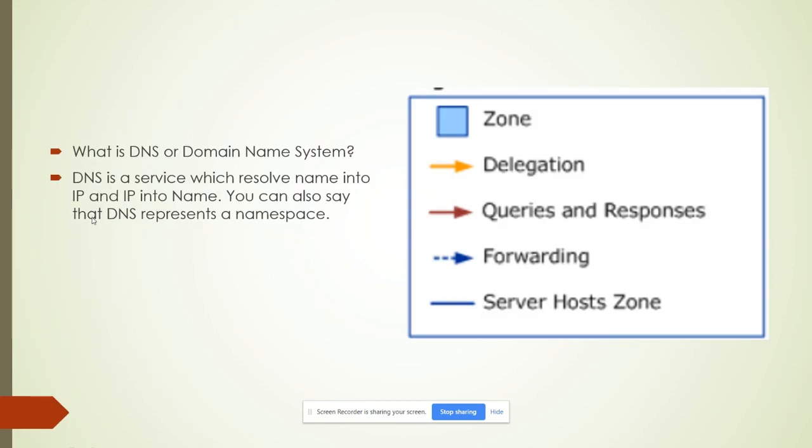So first thing, what is DNS? The basic intro. DNS is a service which resolves names into IPs and IPs into names. You can also say that DNS represents a namespace. And in the next options, you can see I have mentioned zone, delegation, queries and responses, forwarding, server, host, zone. I'll talk about all of this, what it is, in the next slide.